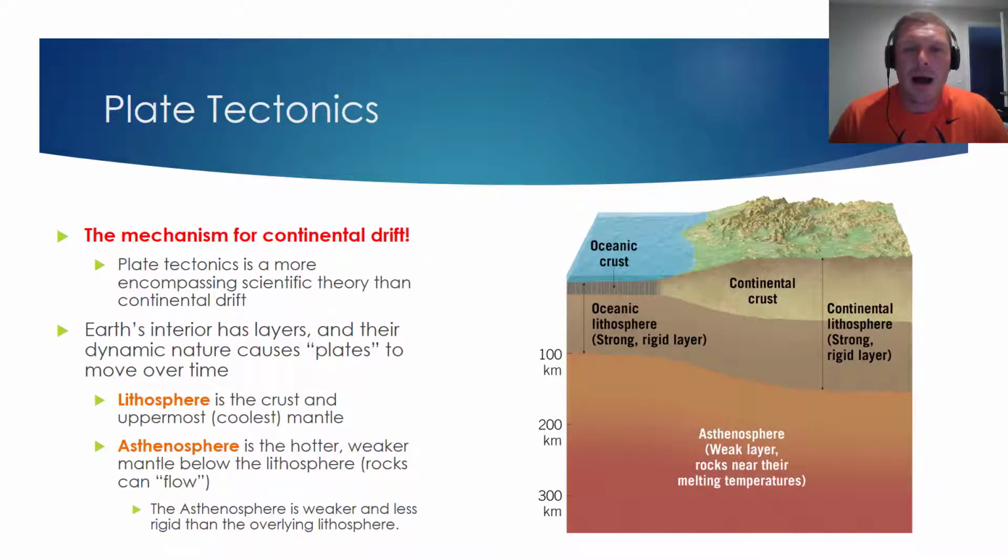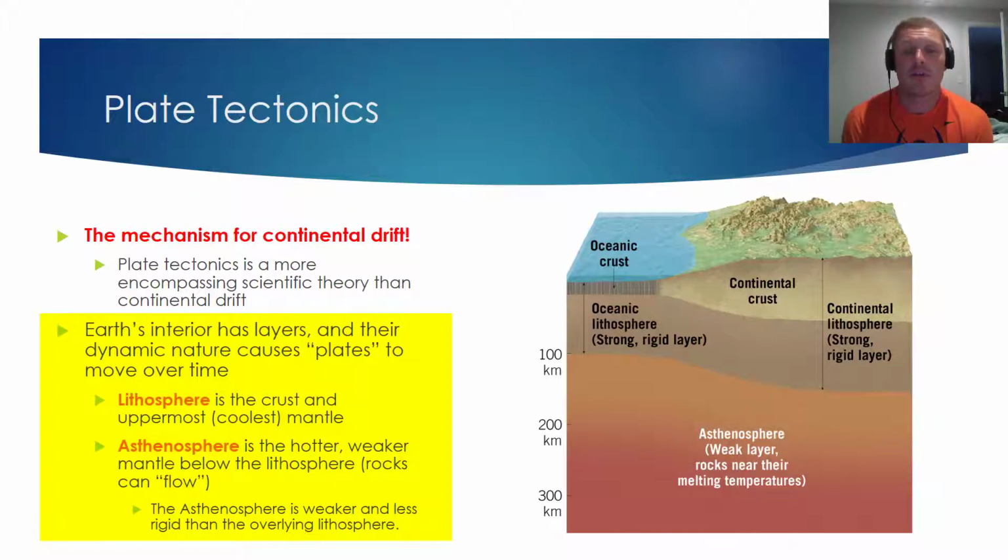Plate tectonics is a more powerful scientific theory than continental drift because it provides the mechanism for the motion of Earth's continents. Let's overview some of the key features of this theory. First, it's important to know that Earth's interior has structured layers, and it's the dynamic nature of these layers that causes the plates to move over time.